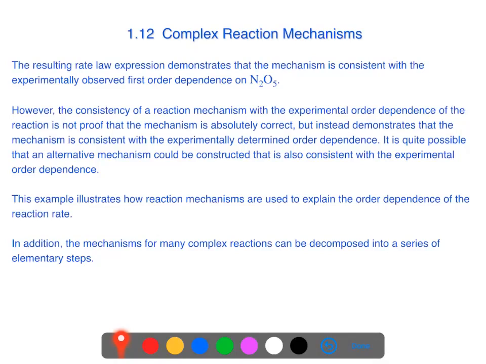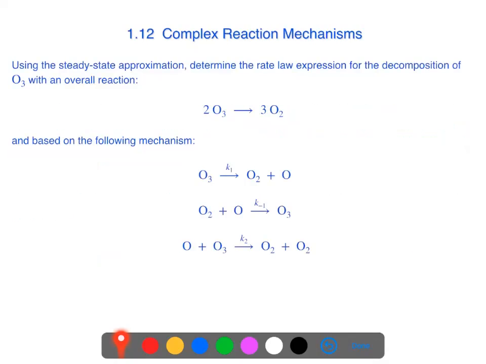So let's look at one more example of how we can apply the steady state approximation to help us develop, determine, assess a rate law expression for a complex reaction mechanism. So in this example, we're going to look at the decomposition of ozone. So the overall reaction is 2 equivalents of ozone reacting to give us 3 equivalents of O2.